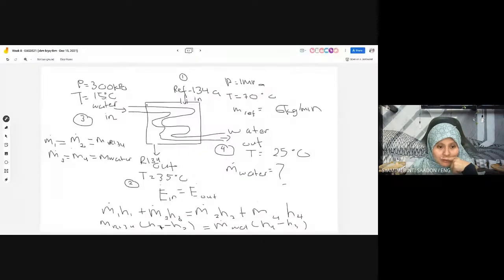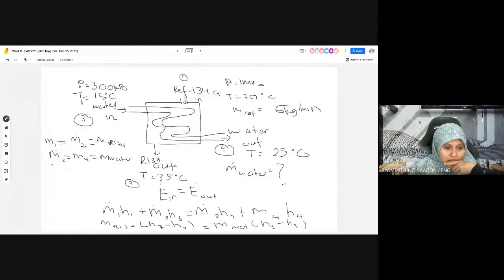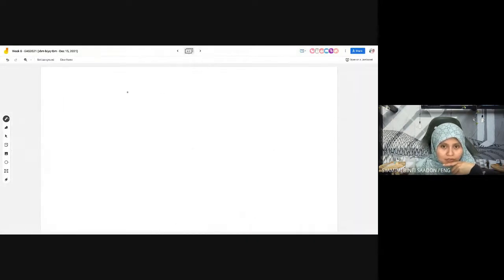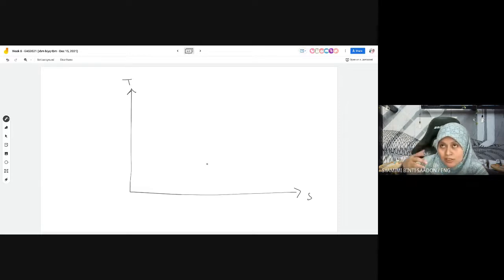If you draw this process in a TS diagram, I do this one. The TS diagram only concerns the working fluid, which here is the refrigerant. Refrigerant is the working fluid of the TS diagram, not the water. Water is the heat sink, the source of the cooling. So in the TS diagram, we only focus on the refrigerant.